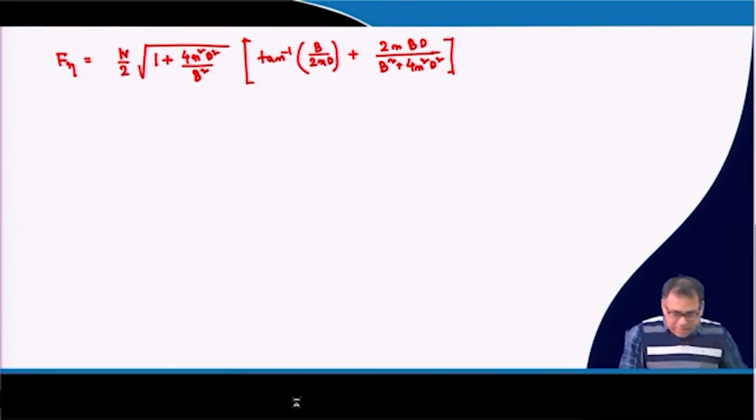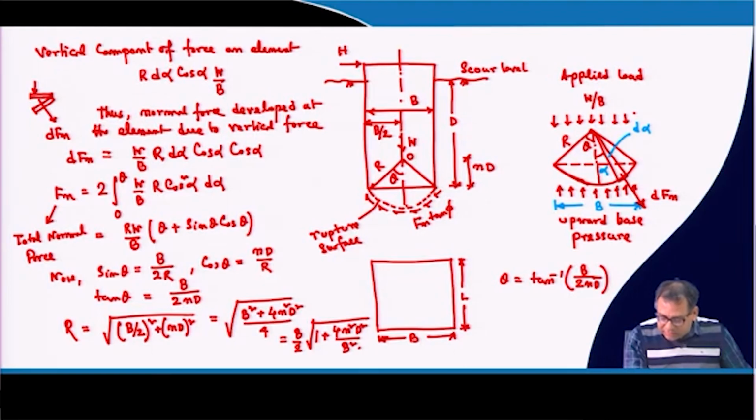So now Fn is acting along this surface. Now what will be the moment due to this Fn? Okay, so Fn into tan phi is acting along the surface. So the moment due to this Fn tan phi, because now Fn is the normal, and if I multiply that Fn with tan phi, then that will give you the shear stress which is acting along the rupture surface.